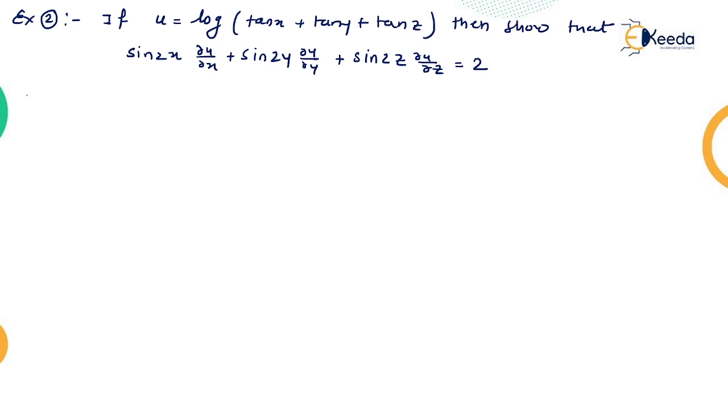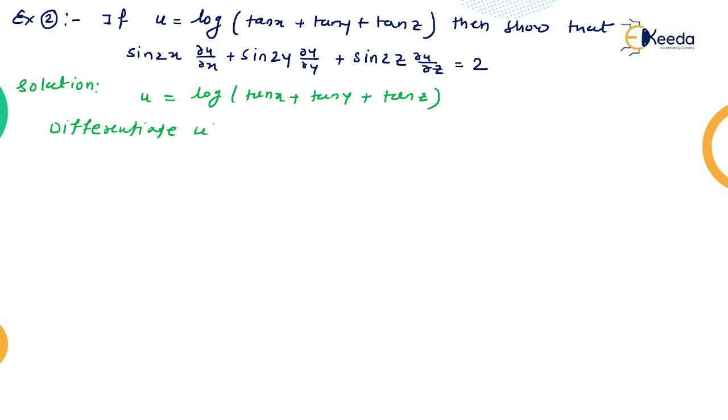So let's see. I am writing the solution. Just look at this function u. u is a function of three variables x, y and z. So let me start. First I am writing u as log of (tan x plus tan y plus tan z). Now it is a function of two or more variables, therefore we have to differentiate.